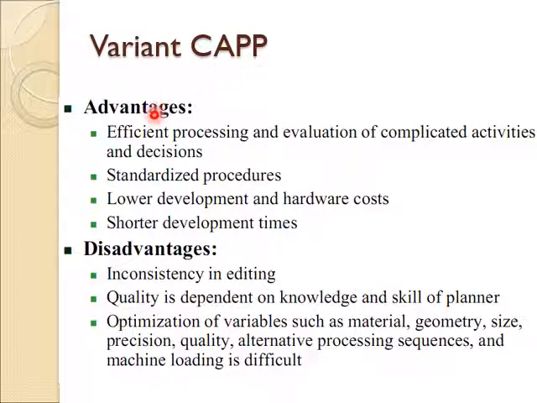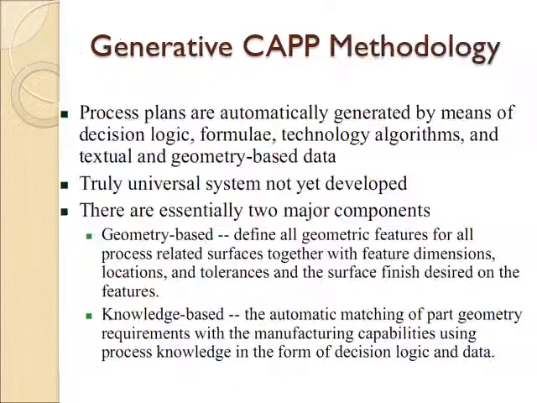In the variant CAPP system, there are advantages: it has efficient processing and evaluation of complicated activities and decisions. It's a standardized procedure. It lowers the development and hardware cost. It has shorter development times. The disadvantages are that it's inconsistent in editing. Quality is dependent on the knowledge and skill of the planner, obviously. Then optimization of variables such as material, geometry, size, precision, quality, alternative processing sequence, and machine loading is very difficult. So these are the disadvantages associated with the variant CAPP system.